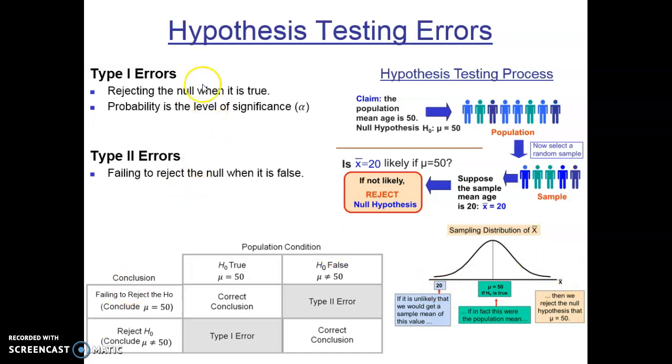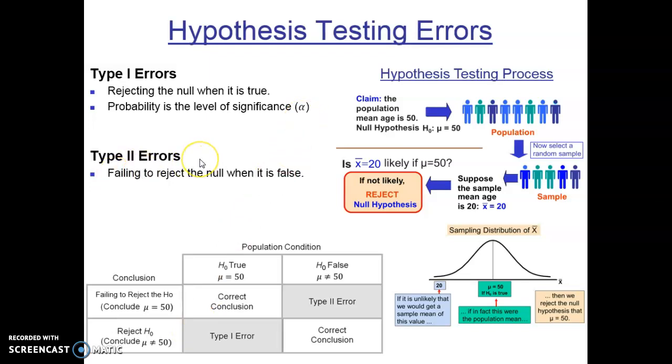So to summarize type 1 errors, they occur when the null is true, but we reject it. That's a type 1 error. True null, but we reject it. And the probability of this occurring is the level of significance, alpha.